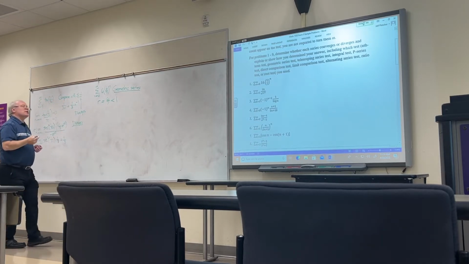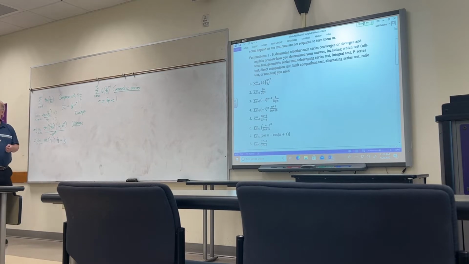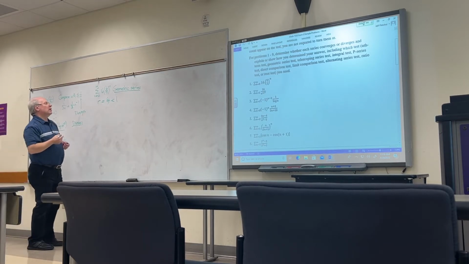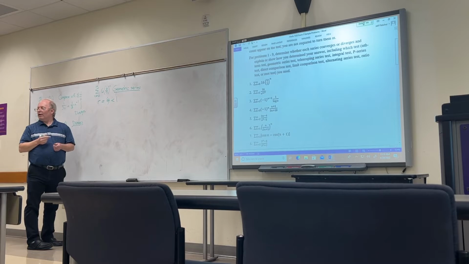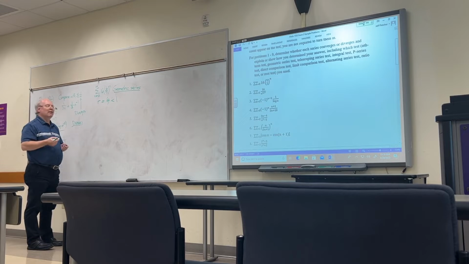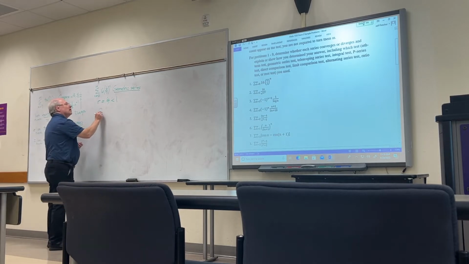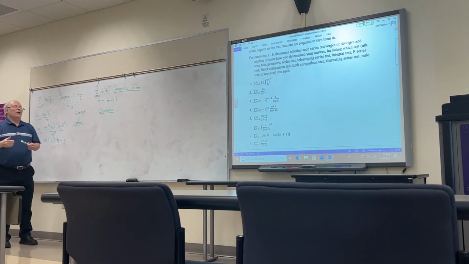So does this series converge or diverge? It converges. Well, with the geometric series, the series converges if the absolute value of R is less than 1. So it's less than 1. Since it's less than 1, this series converges. So it converges to 6 over 7? No, this doesn't tell you what it converges to. It just tells you that the series converges.